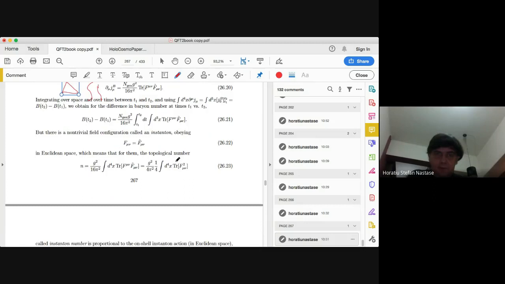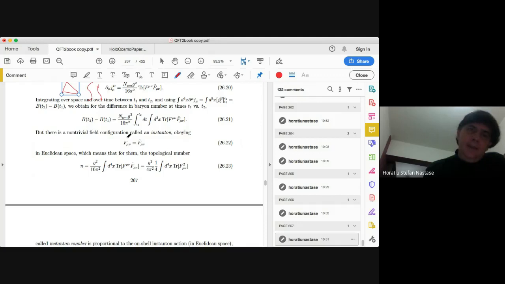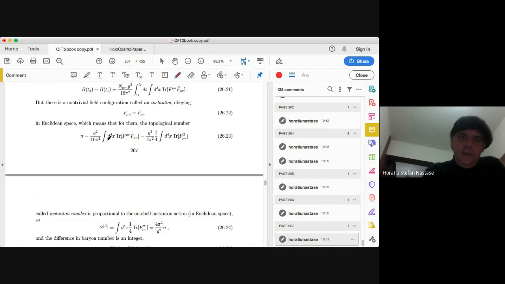But there is a non-trivial field configuration called an instanton that, if Wick rotated to Euclidean space, obeys the condition that F mu nu equals F tilde mu nu. Which means that for this instanton in Euclidean space, since F mu nu is equal to F tilde mu nu, this quantity, g squared over 16 pi squared times the integral of trace F mu nu F mu nu, is g squared over 4 pi squared times 1 over 4 integral d4x trace F mu nu squared, which is just the Euclidean action.